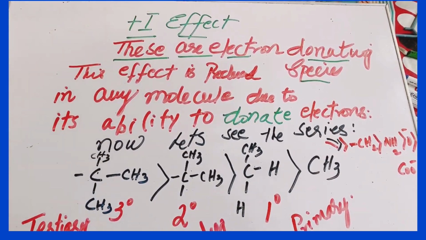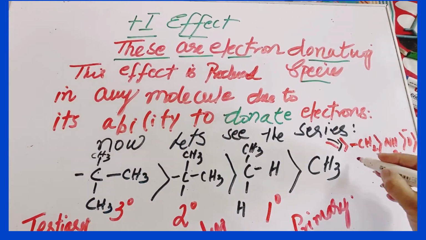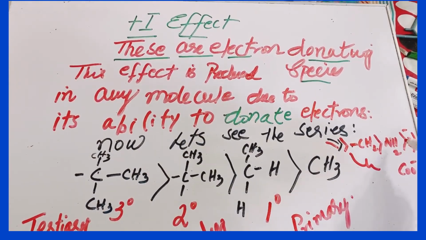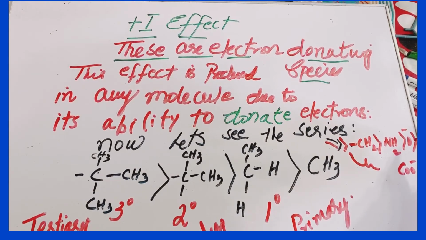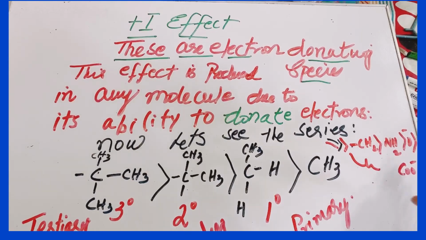Okay, so now let's see the series. Now this is the series. This would be the order. You can simply see here the order: CH2, then NH2, then of course this oxygen, and then C double bond O. So this is the order which you are supposed to remember always and memorize.